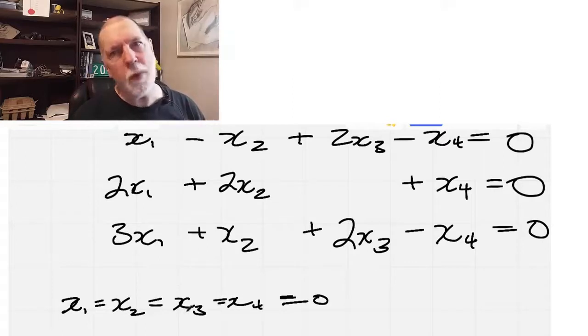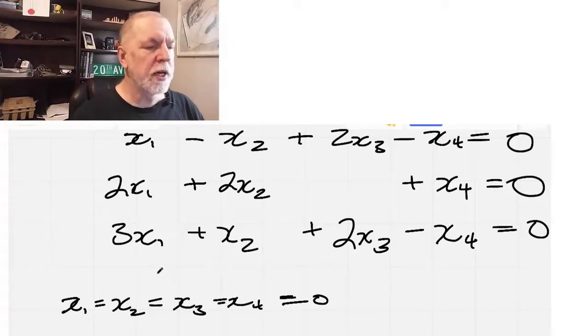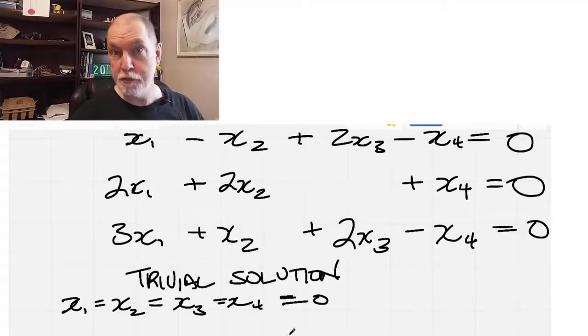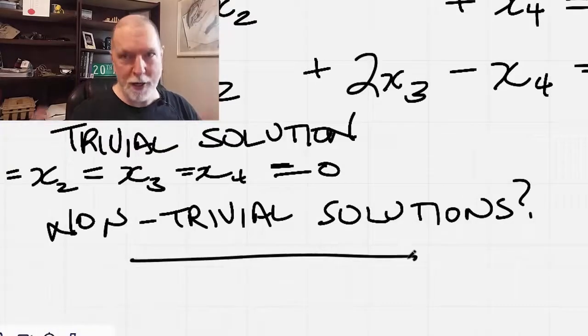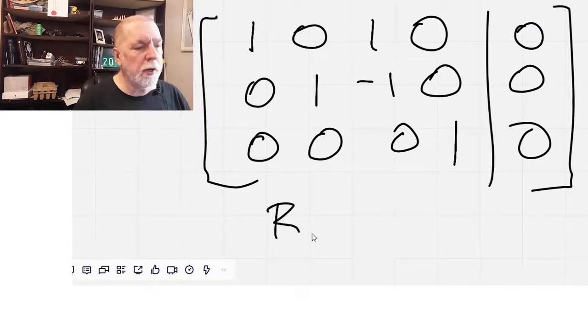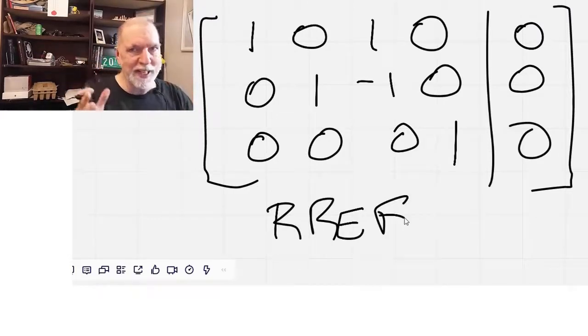It's not what you would call an interesting solution. We would call that a trivial solution. Which brings the question, are there any non-trivial solutions? Let's find out. We'll jump straight to the reduced row echelon matrix associated with this system.